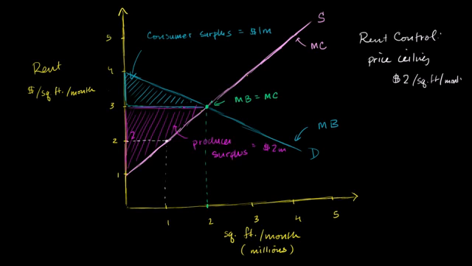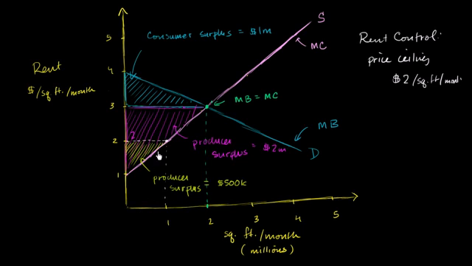And so the producer surplus is going to be the area of this triangle right over here. And let's see, this is $1 times 1 million times 1/2. So this is now a new producer surplus under the rent control of $500,000. So we see that the rent control immediately hit the producers pretty hard. The producer surplus has gone down dramatically.